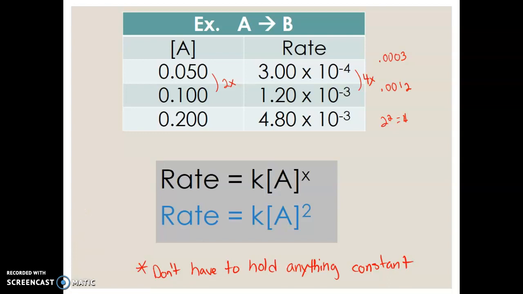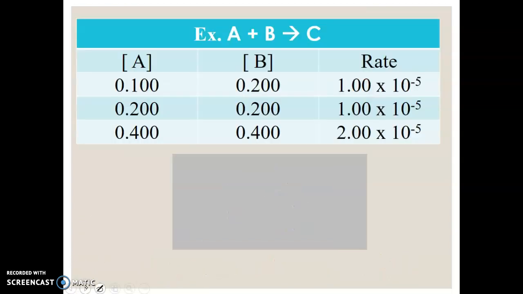And then we have another example to take a look at here. A plus B produces C. So here, this is doubling. This is being held constant. And the rate is being held constant here as well. So what this means, the concentration of A is changing, but it has no effect on the rate law.